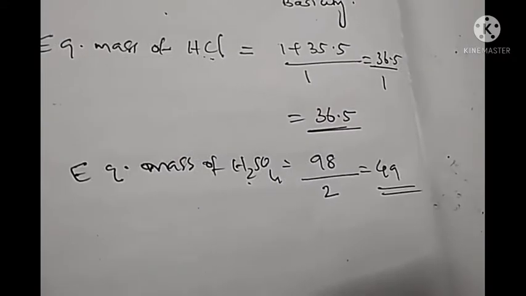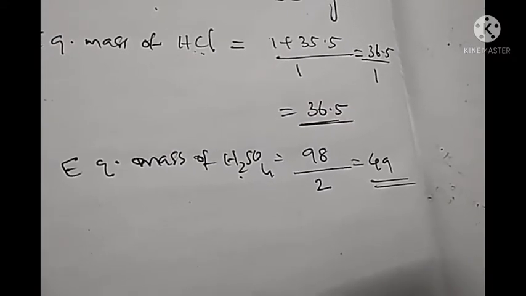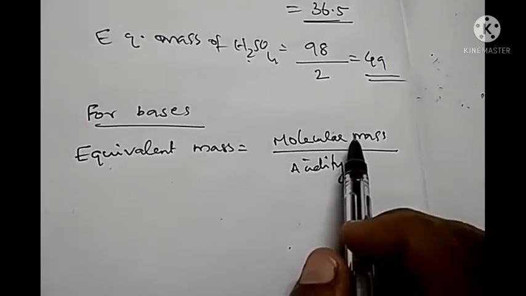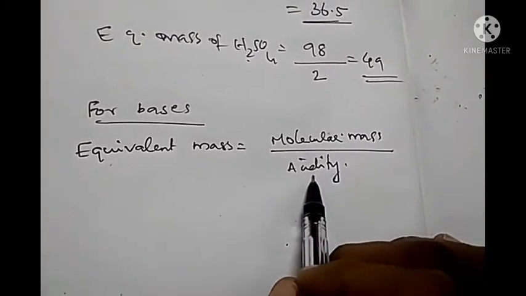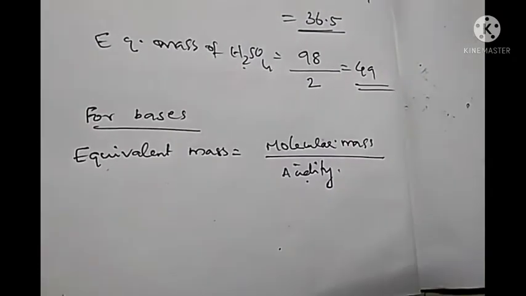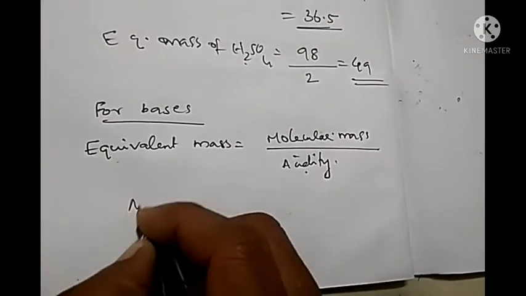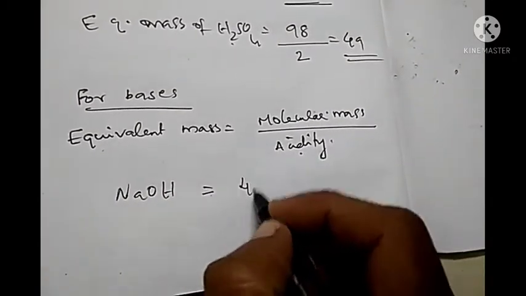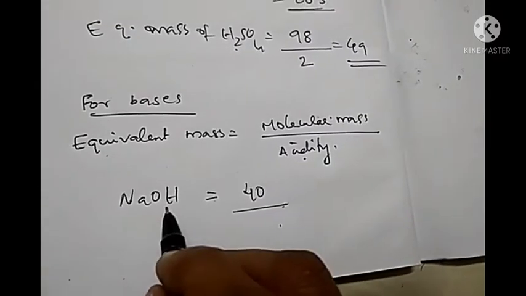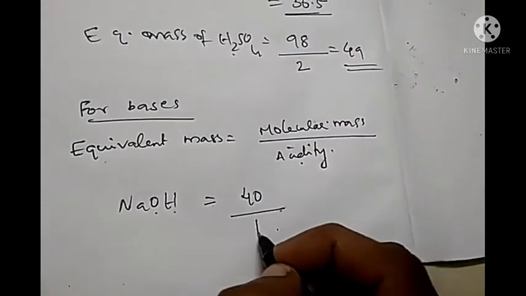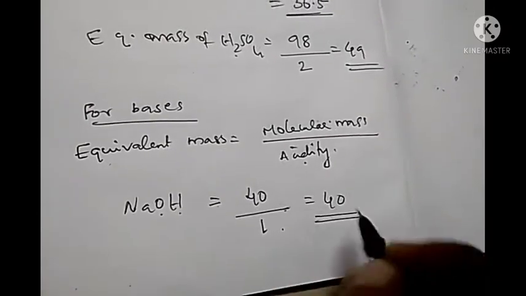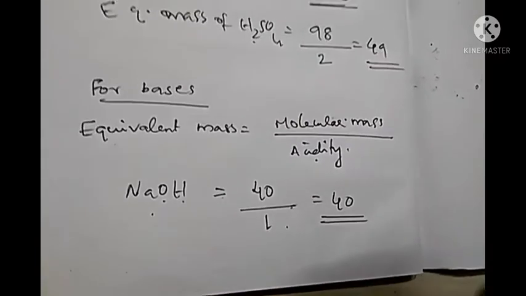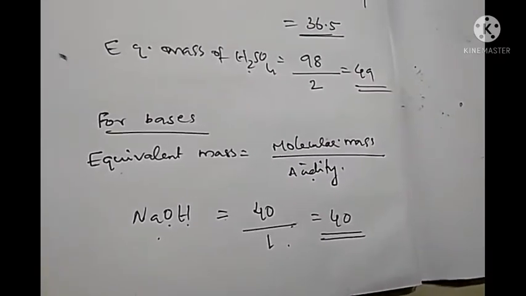Now like that, in the case of bases, the equivalent mass can be calculated using the formula: its molecular mass divided by acidity. That means the number of OH minus. For example, NaOH is a base, so its equivalent mass will be equal to its molecular mass, that is 40, divided by its acidity. It contains only one OH group, so acidity will be 1, and that is equal to 40. So this is the equivalent mass of sodium hydroxide, NaOH. So this is the way to calculate the equivalent mass. Got that, all of you?